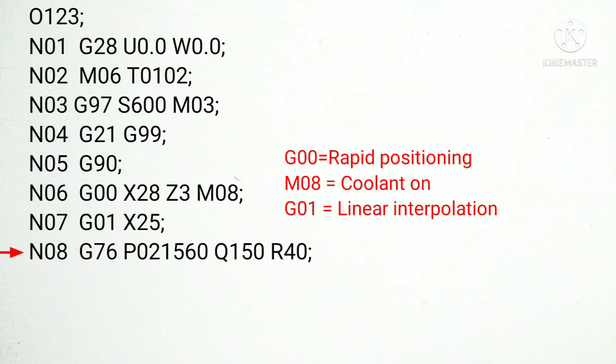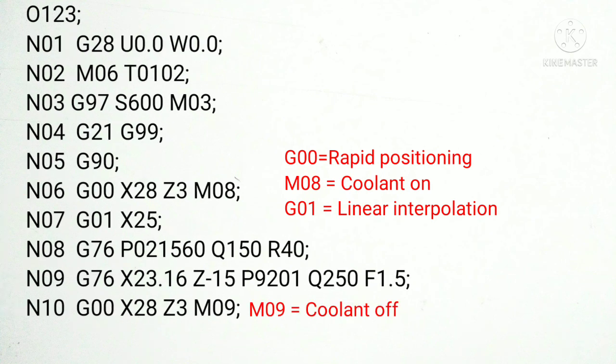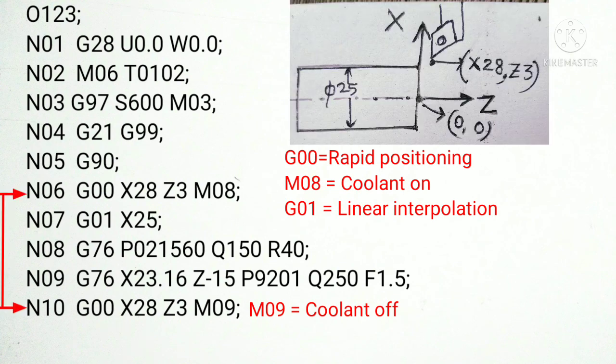Next line number is N08 where we write the first line of G76. And for the line number N09 we use the second line of G76. For the line number N10 we write G00 again to move the cutting tool to its initial starting position, which is X28 and Z3, the same as line number N06, and here we use M09 to turn off the coolant pump motor.